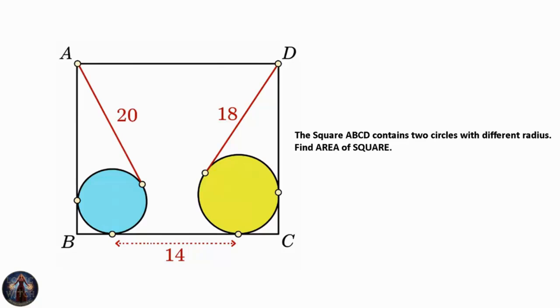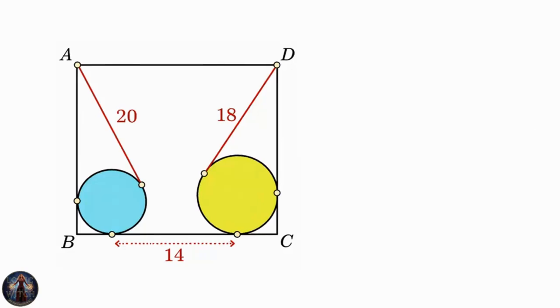So in this video, we are going to solve for this problem where we are given that ABCD is a square and it contains two circles with a different radius. We can see that, right? And we need to calculate the area of the square. So let's get started and see how we're gonna do that.